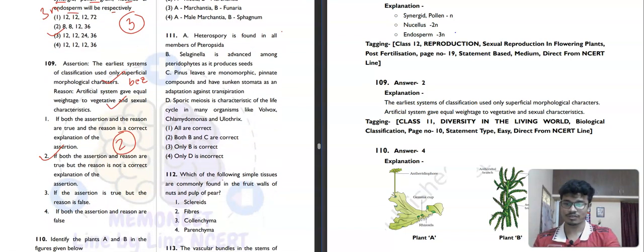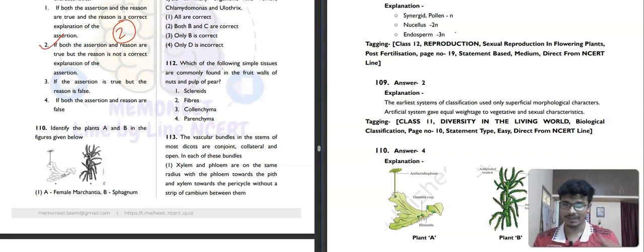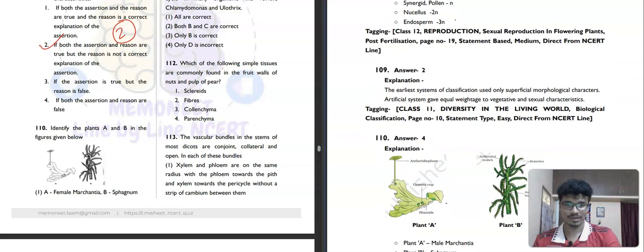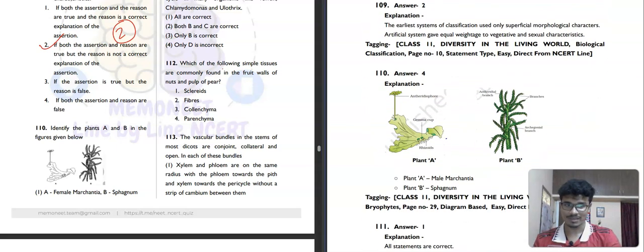Moving to the next question, question number 110. Identify the plants A and B in the given figure. I mean, you can definitely identify. A is basically male Marchantia. This is not female Marchantia. So there is one trick to remember how you will differentiate between male and female Marchantia. I have a trick for you. This is the advantage you get when you watch video solutions.